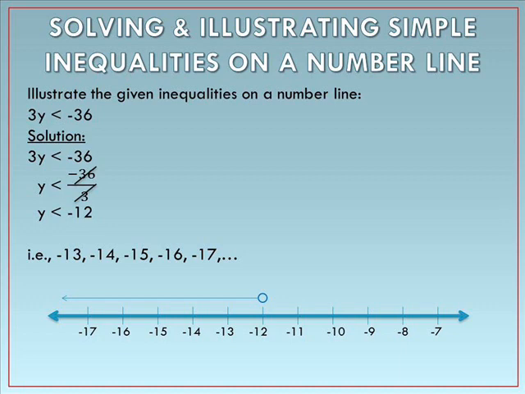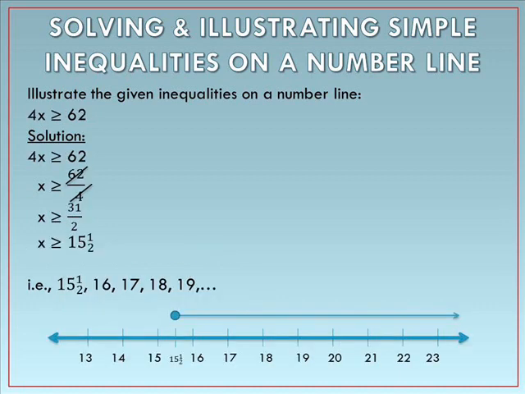The numbers less than minus 12 are minus 13, minus 14, minus 15, minus 16, minus 17, and so on. As you can see that the value minus 12 is not included in the solution, we will use a circle to mark minus 12. And then we will extend an arrow towards the left hand side because the numbers towards the left hand side of minus 12 are included in the solution. And that is how we have illustrated the given inequality on the number line.